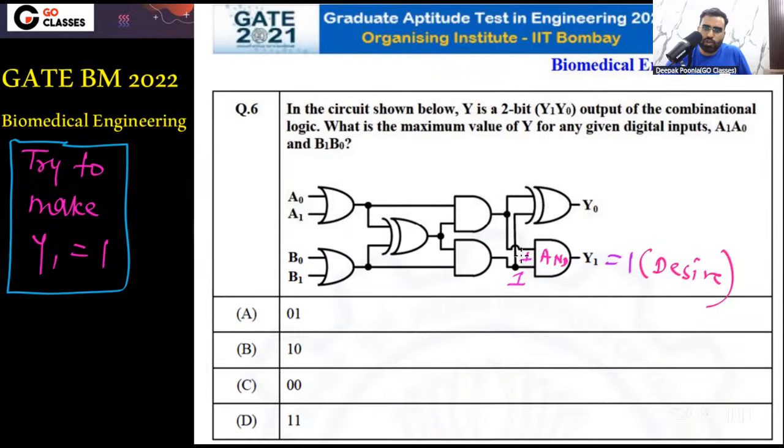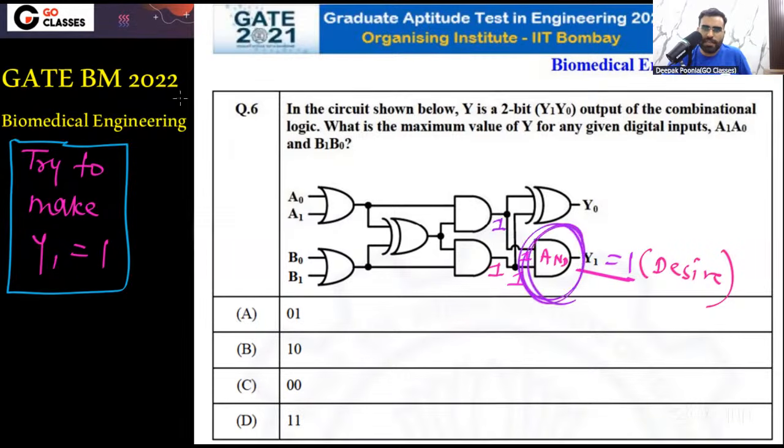This input also should be 1. We are doing the backtrack. Correct? Yes or no? We are backtracking here. So you can see Y1 equal to 1, then definitely all the inputs of this AND gate should be 1. Correct? Okay, very good. Now I can say that basically this output of the AND gate should be 1. And you can see the other input of this AND gate is the output of this AND gate. So here also the output actually must be 1. Very simple.